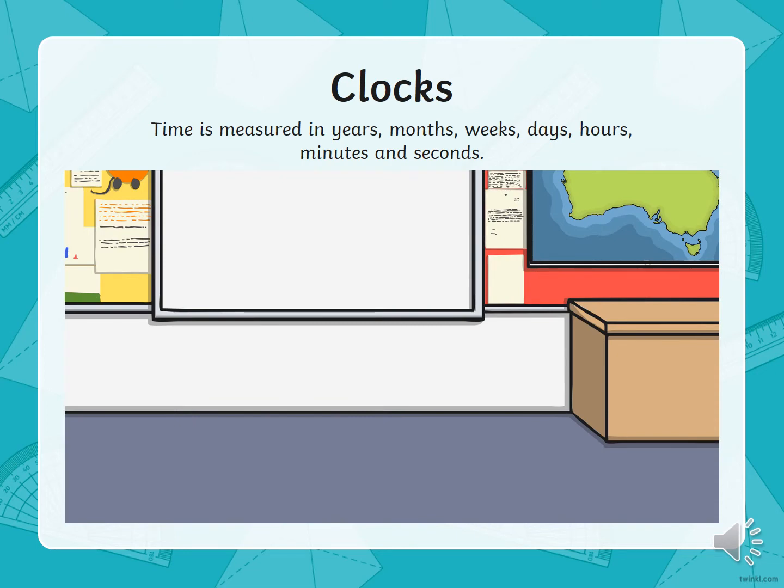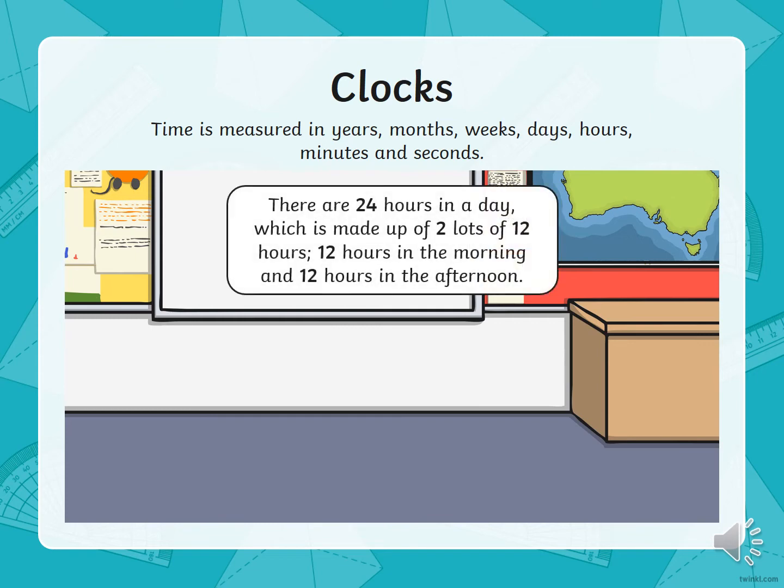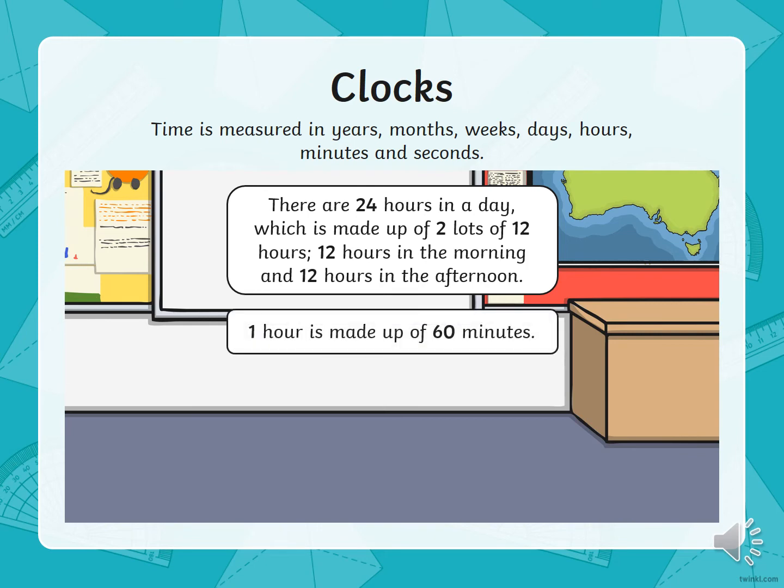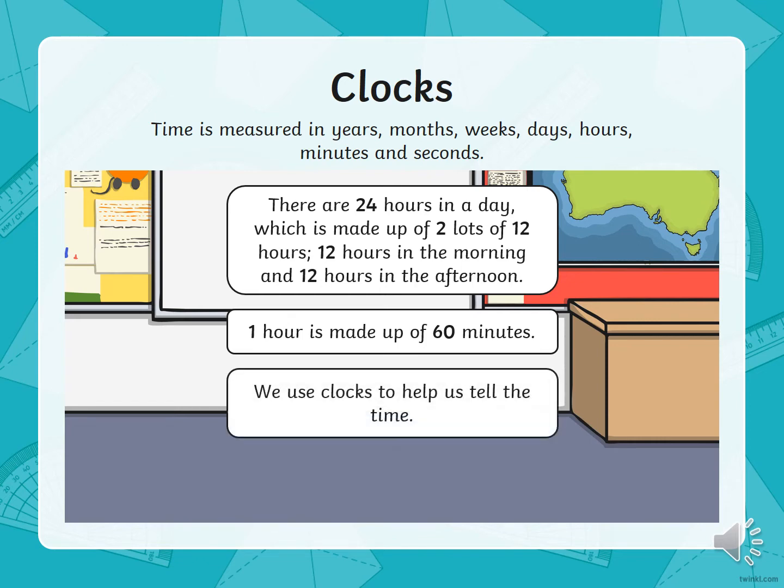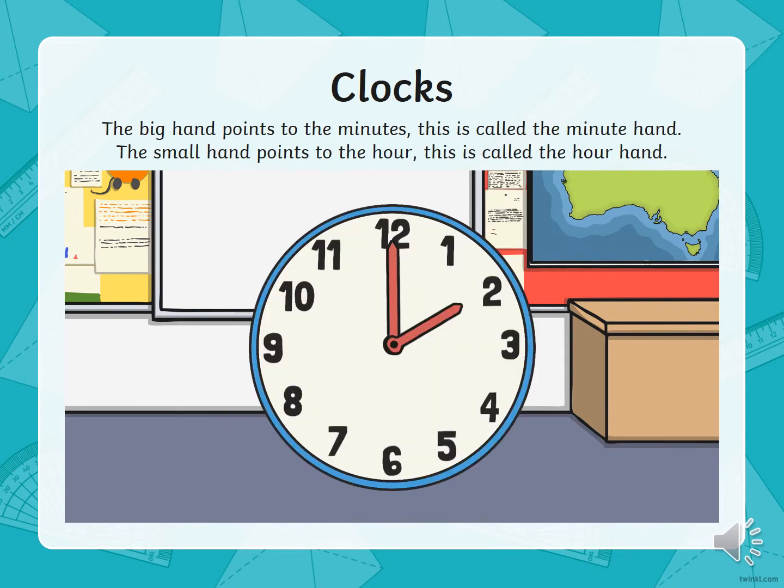Time is measured in years, months, weeks, days, hours, minutes, and seconds. There are 24 hours in a day, which are made up of 2 lots of 12 hours, 12 in the morning and 12 in the afternoon. 1 hour is made up of 60 minutes. We can use clocks to help us tell the time. The big hand points to the minutes. This is called the minute hand. And the small hand points to the hour. This is called the hour hand.